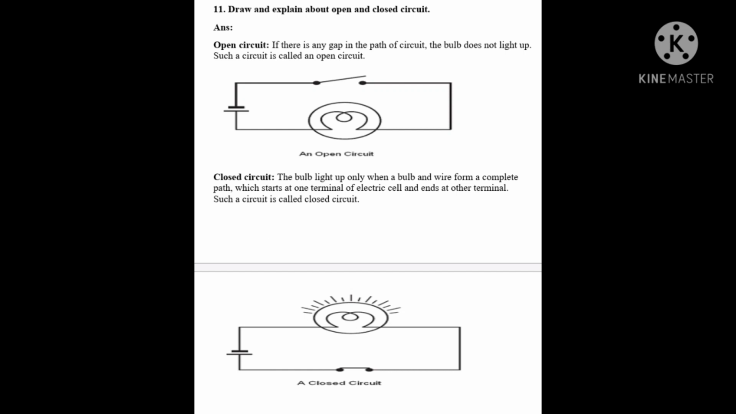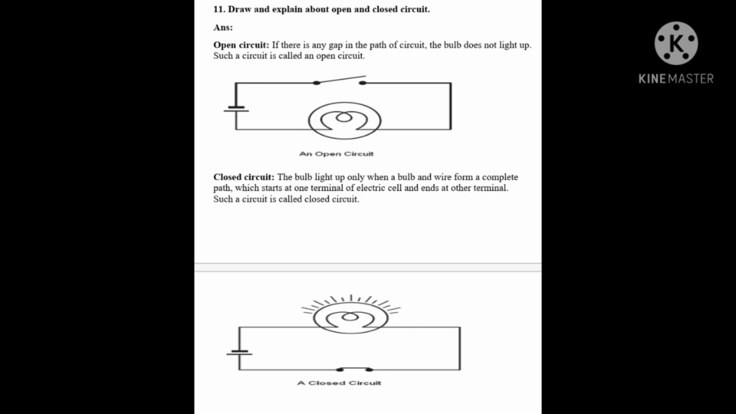And next one, draw and explain about open and closed circuit. First we'll see open circuit. If there is any gap in the path of the circuit, the bulb does not light up. Such a circuit is called an open circuit. See the image, there is a gap in the circuit, so the bulb does not glow.